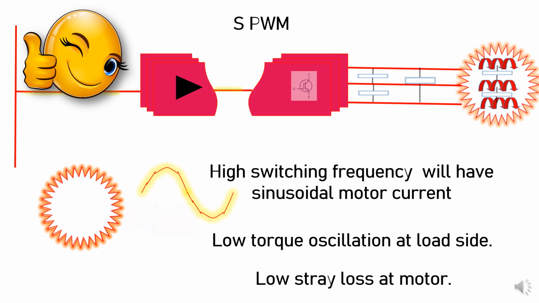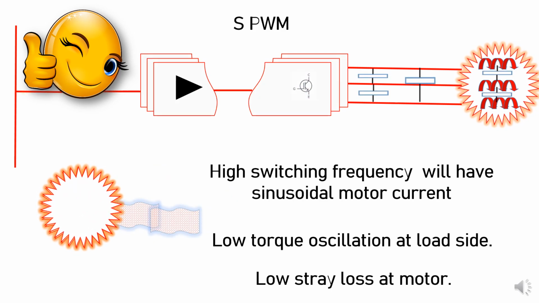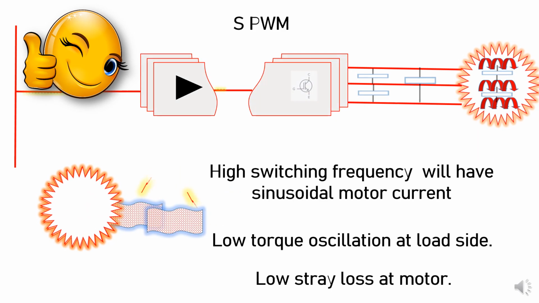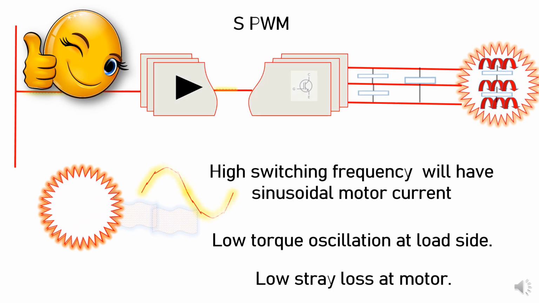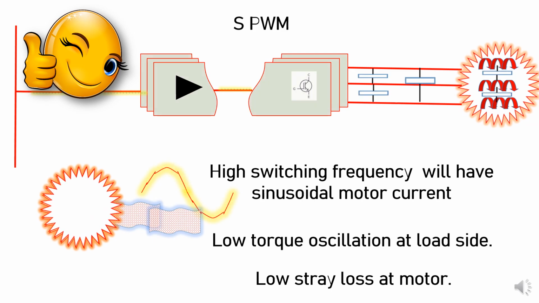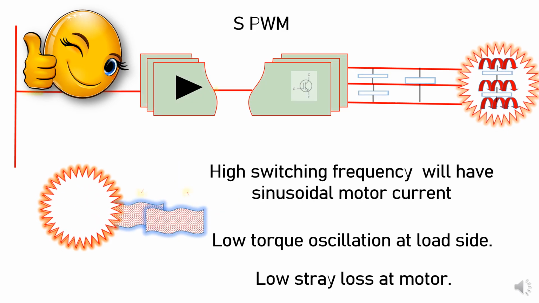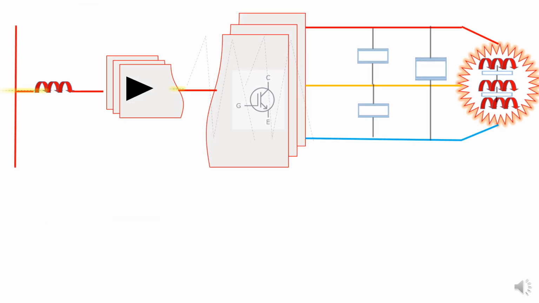With higher switching frequency, the biggest advantage is that you will find a waveform nearer to the sine wave for the motor current. The problem with this is that it will generate heat. If you keep the lower switching frequency, you will find oscillation at the load side. This is called torque pulsation, but at the same time you will receive low stray losses at the motor. Let me try to explain again.